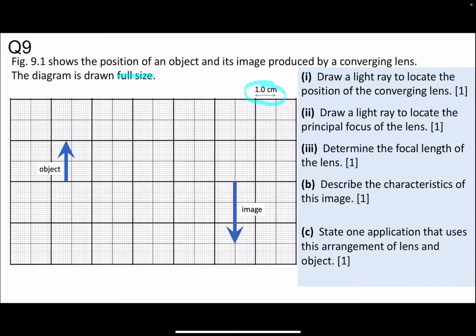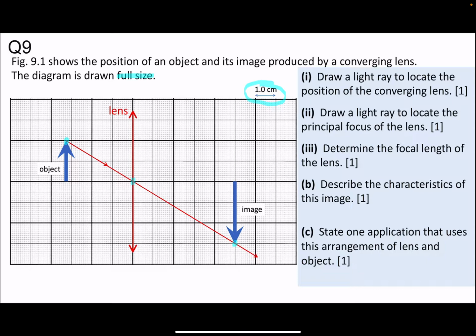So draw a light ray to locate the position of the converging lens. We're going to draw a light ray from the top of the arrow, or top of the object, to the image, and this light ray will tell us where the center of the lens is. Here it is, given by this point, and from there we can draw the position of the lens.